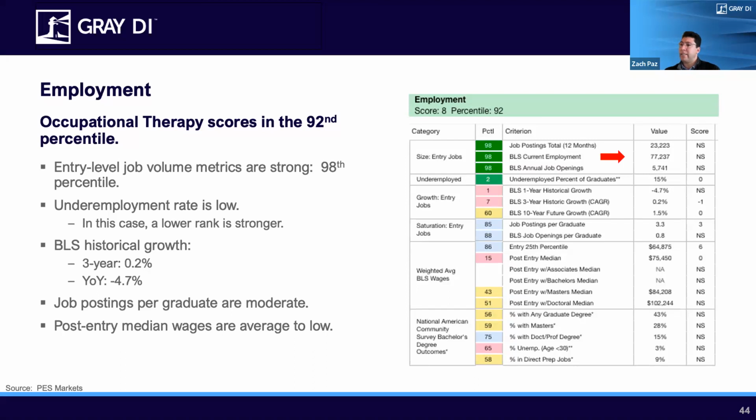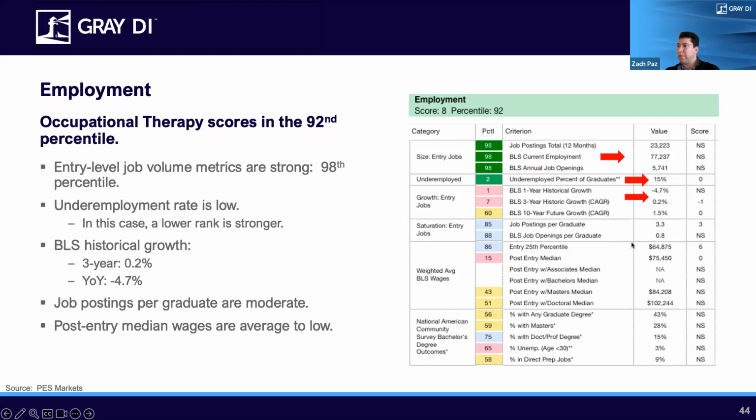In this case, there's a lot of job opportunities for these graduates, right? So all of the size of entry measures are in the top 2% for master's programs. We also look at what percent of these graduates go into jobs that may not need the degree they acquired. In this case, 15% of the students who graduate with a master's in occupational therapy go into occupations that don't need a master's degree. Now that 15% compared to all other master's programs is very low, so this is actually pretty good. It's in the 2nd percentile. It's a good thing.